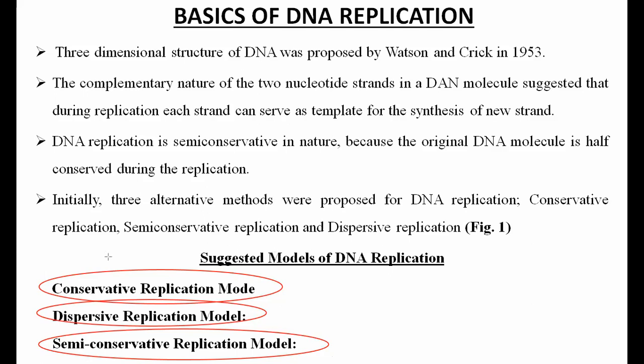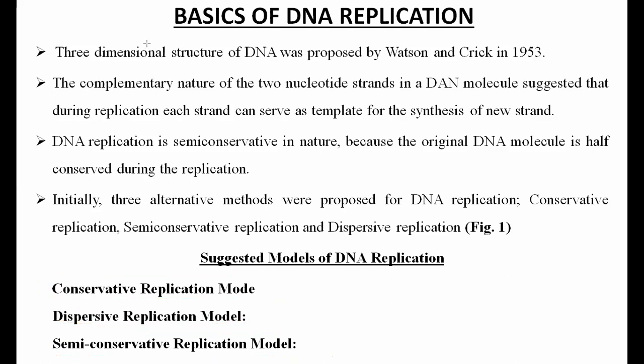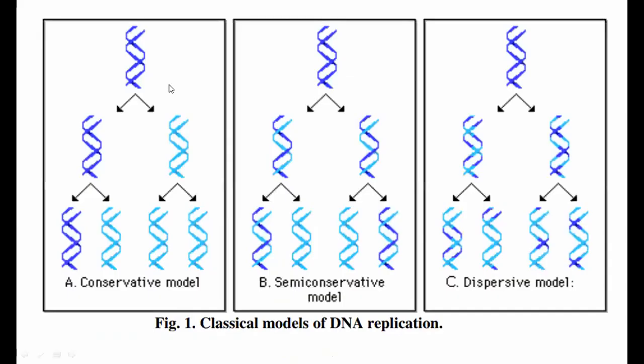The first model is the conservative model of DNA replication. I will show you the diagram first. Please look at the diagram. If you understand the diagram, it will be very easy for you to understand the rest of the things. See, this is your first DNA, the mother DNA, with two strands.